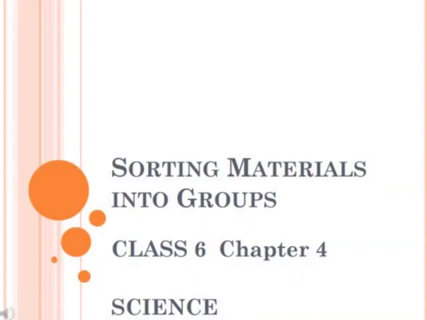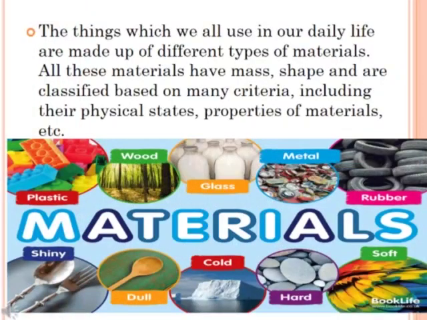Here I am back with a new chapter: Sorting Materials into Groups. So students, we see many objects around us. We saw that our food and clothes have so much variety in them. Not just food and clothes, there is such a vast variety of objects everywhere. We see around us a chair, a bullock cart, a cycle, cooking utensils, books, clothes, toys, water, stones, and many other objects. All these objects have different shapes, colors, and uses.